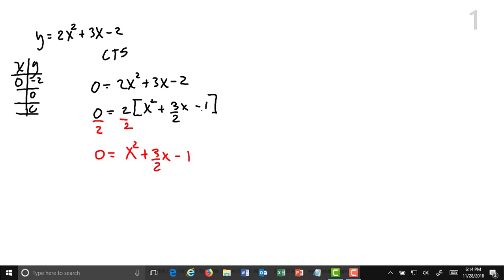Fascinating? Never in your life have you completed a square before? Has anybody completed a square before in their academic life? No? Then it should be very exciting. You see I'm going to add 1 to both sides, just like I did before. 1 equals x squared plus 3/2 x. Now, how do I complete a square? What's the next step in completing a square?